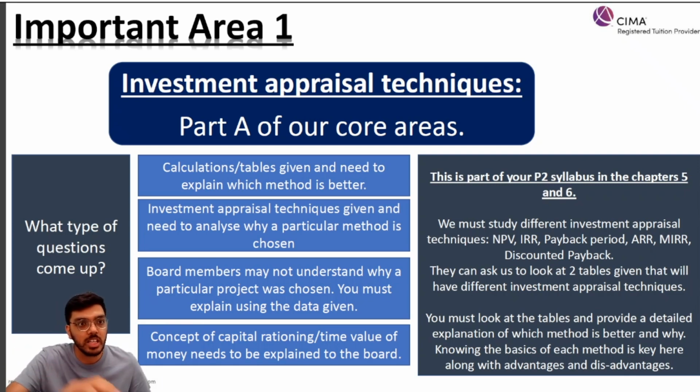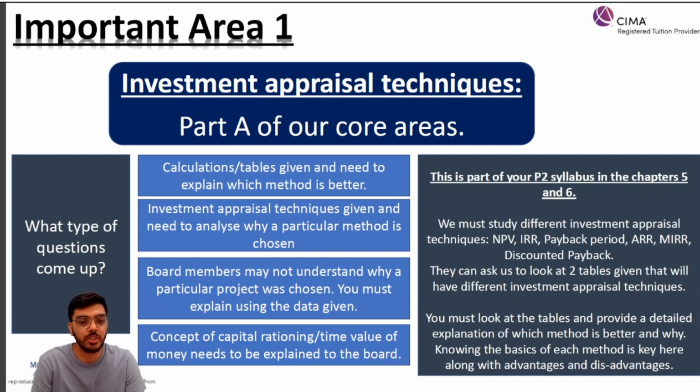Same way, they can give you project 1 NPV IRR, project 2 NPV IRR. They'll ask you which project should we go with? What does NPV mean? What does IRR mean? Which project should be chosen? They do give you that. And then here you need to showcase your decision making ability. Which project to choose, why to choose it is important.